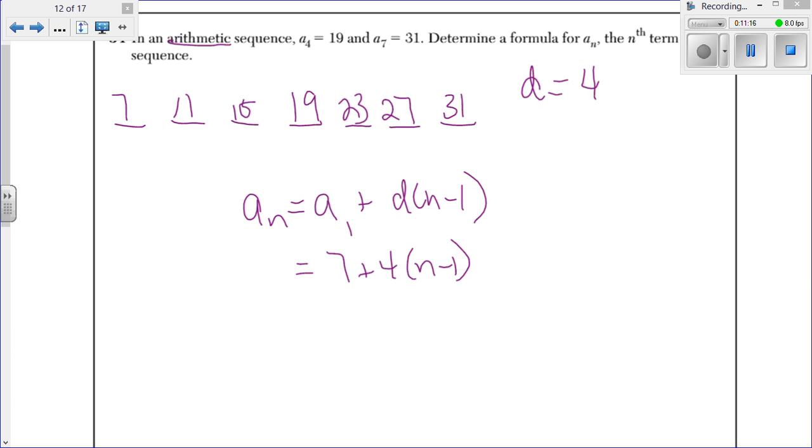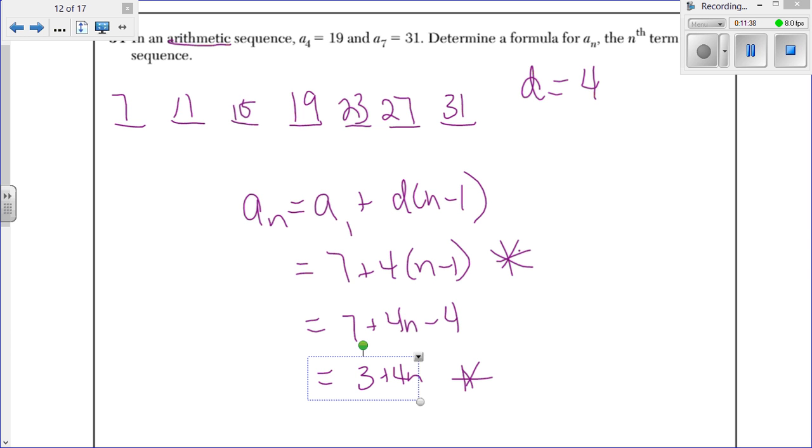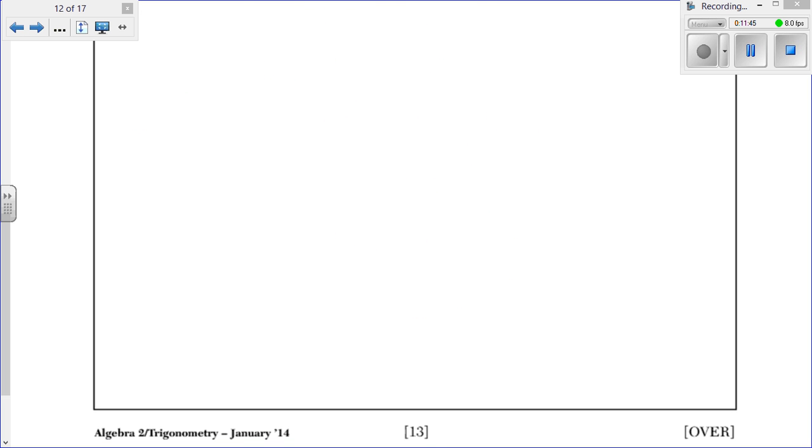And believe it or not, they would accept that as your answer. But we were doing this in class, so just so you know, this is also an acceptable answer. Either one works. So if you stopped here, you'd be okay. If you stop here, you'd be okay. All right, 35 on the next page.